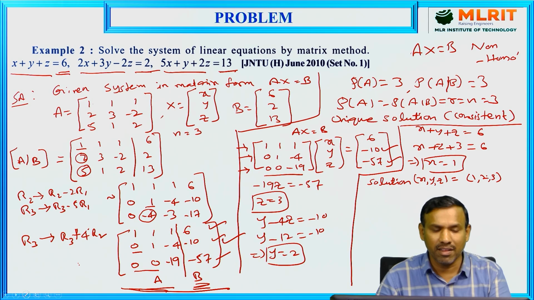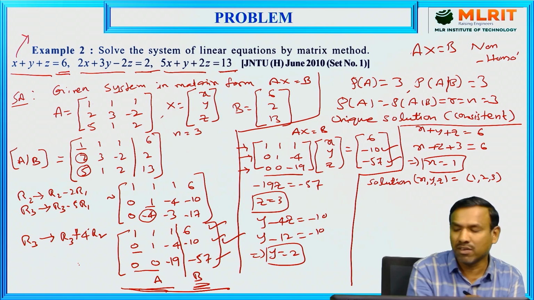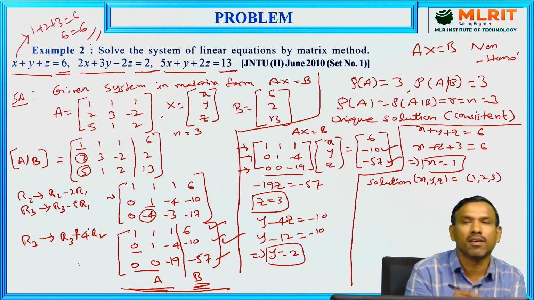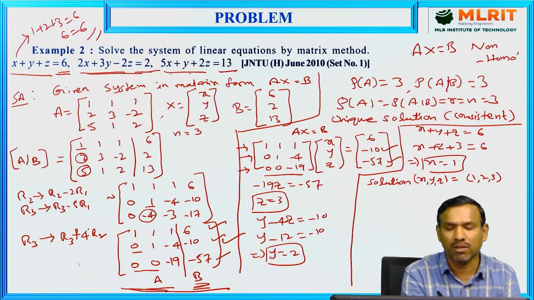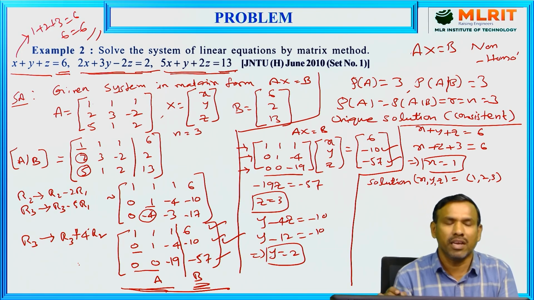Whether this answer is correct or not, you can substitute in any equation and check. See the first one, x plus y plus z is equal to 6. Here x plus y plus z is 1 plus 2 plus 3, which is equal to 6. It is satisfying: 6 is equal to 6. Not only the first equation, you can substitute in the second and third equations. Simultaneously, at a time, it will satisfy all three equations.